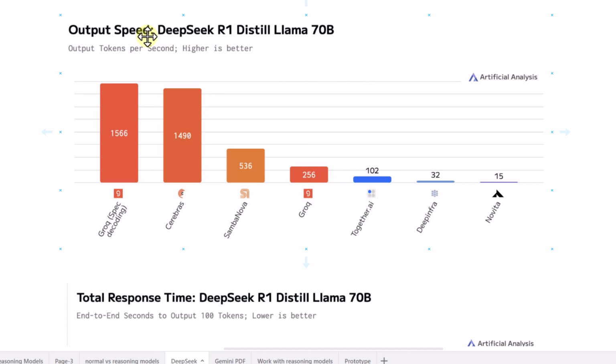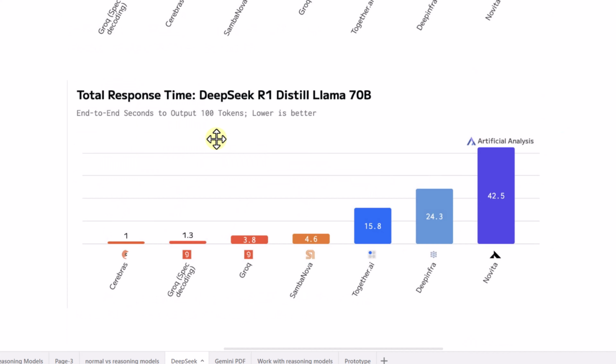Here you could see they have compared the output speed of all the different fast inference providers where this model, DeepSeek R1 Distill Llama 70B, was hosted, and you can see output tokens per second, higher is better, is somewhere over here. But if you see the spec decoding one, it is leading in the race and beating all other models hosted on all these fast inference providers. Also, there is another analysis where you could see total response time for DeepSeek R1 Distill Llama 70B, end-to-end seconds to output, evaluated for 100 tokens, and lower is better. Even in this case, you could see Groq is over here, but the SpecDec is one of the top 2 models.